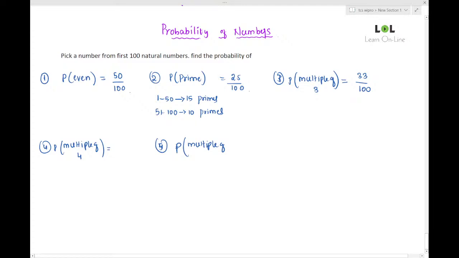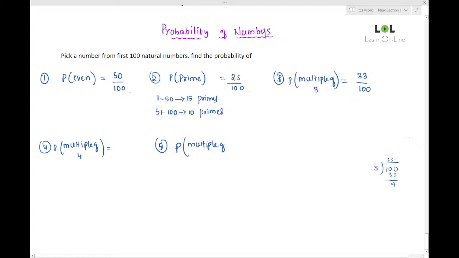Bhumika, how many multiples of 3 are there? 3, 6, 9, 12, and so on. The final multiple will be 99, right? Instead of that, directly divide 100 by 3. 3 into 33 is 99. If you go further, 3 into 34 will become 102. Right? So that's why 33 multiples.